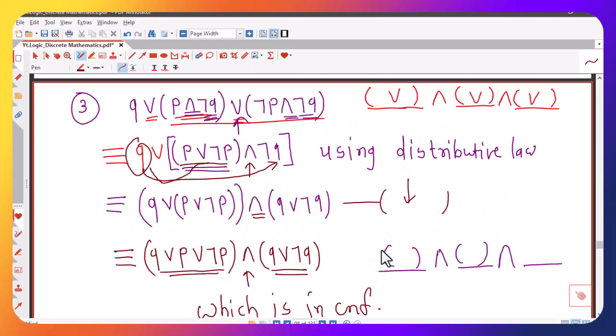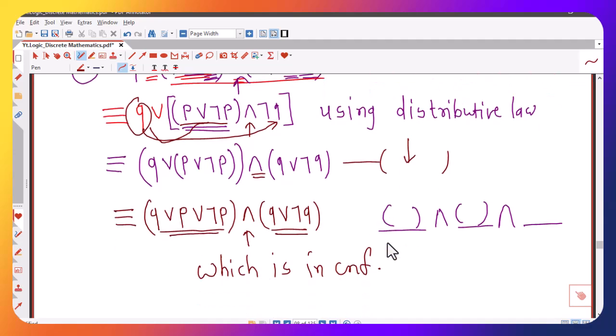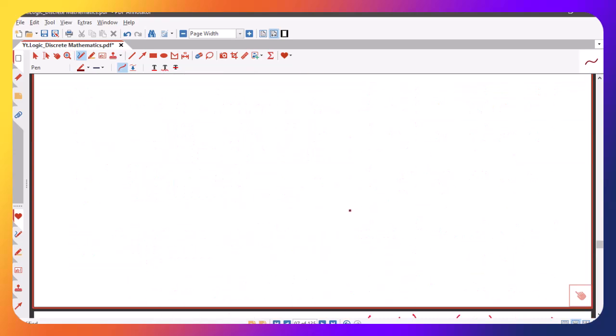So we have to be careful while applying this type of distributive laws, and we have to keep in mind the form of conjunctive normal form, so that we can use appropriate laws to arrive in this form. So in this way we can obtain conjunctive normal form of a given formula.